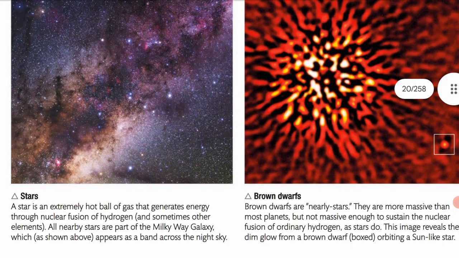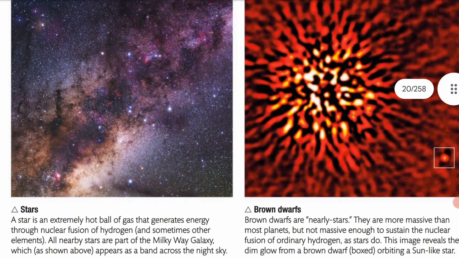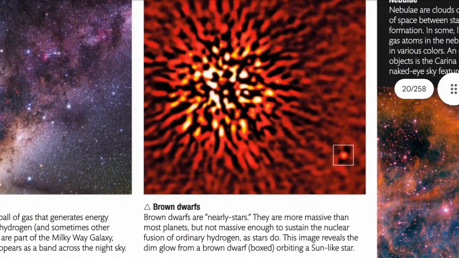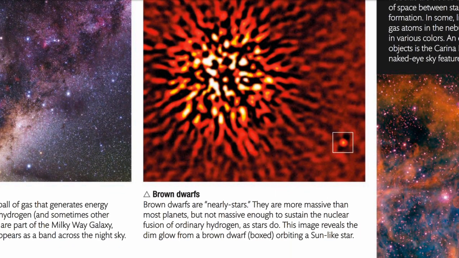Another, we have the stars. We observe them with the naked eye in the night sky. These stars generate energy due to the fusion of hydrogen. All nearby stars are part of the Milky Way galaxy, which we observe in the night sky. We have the brown dwarfs. These are nearly stars but more massive than planets, but they don't have enough fuel to sustain their life independently.